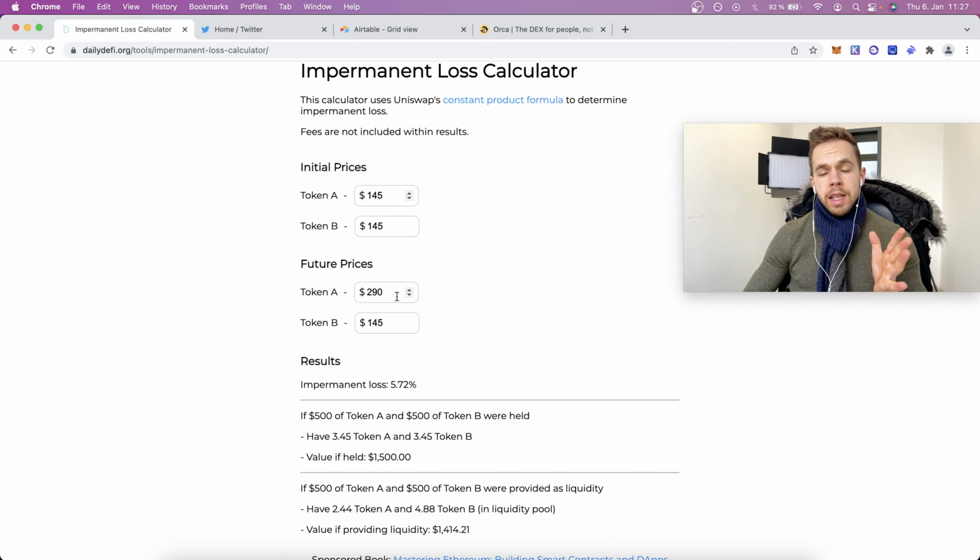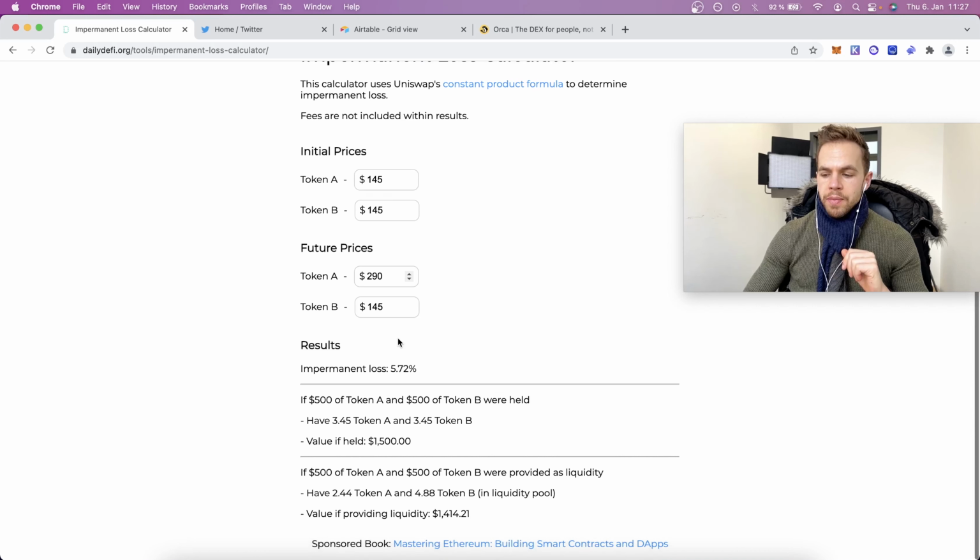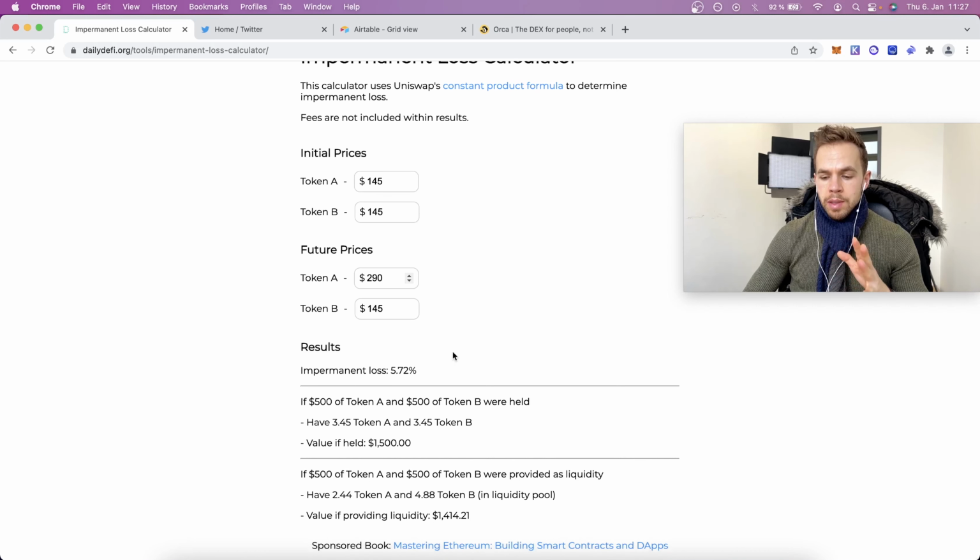And let's imagine that the price of SOL doubles. So basically the price of SOL is $290 and USDC stays the same at $145. You see that you would get an impermanent loss of 5.72%. They give a really good explanation here, and I will provide you with the resources down below in the description. If you just held your coins, you would basically have a value of $1,500, but due to the impermanent loss, you just get back a value of $1,414, and this is called impermanent loss.